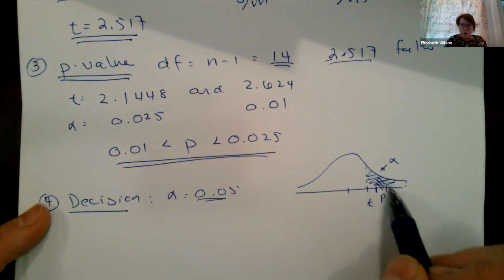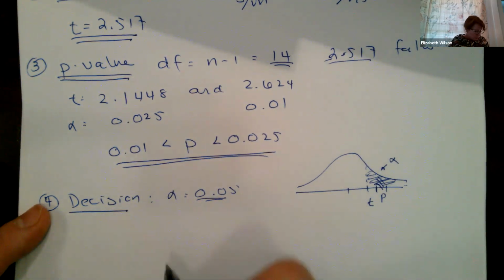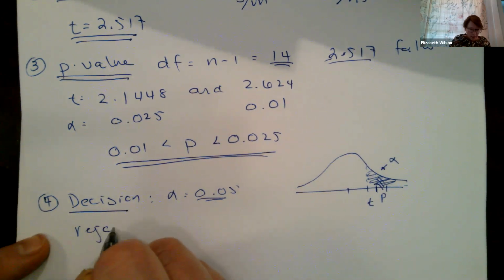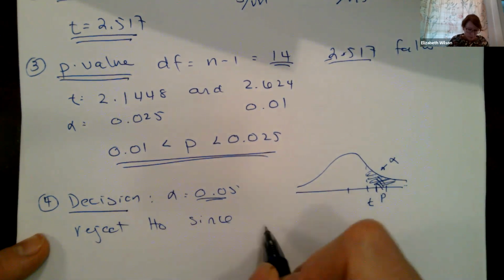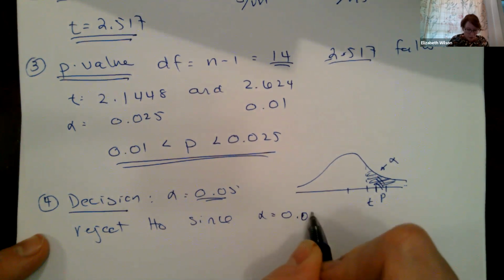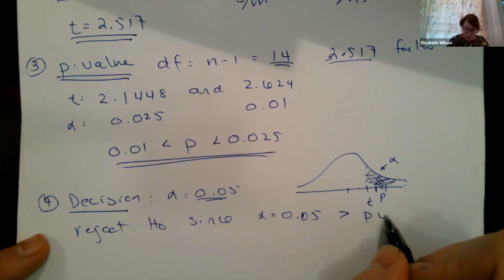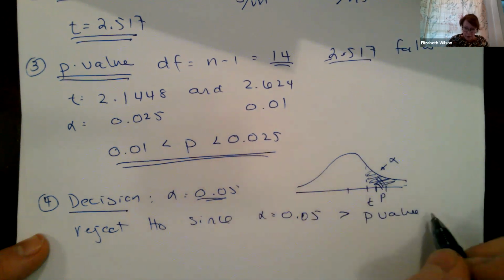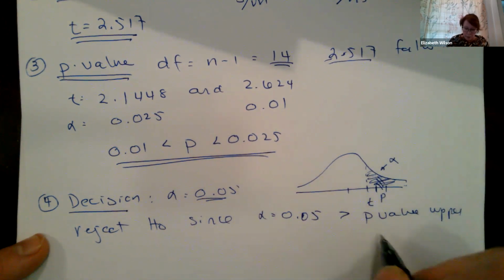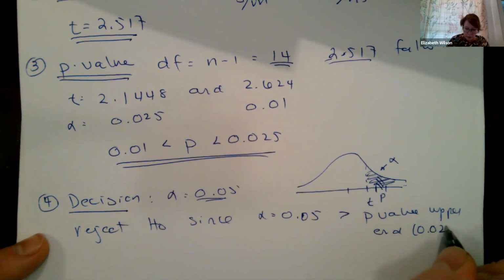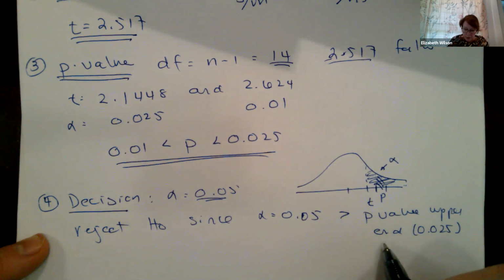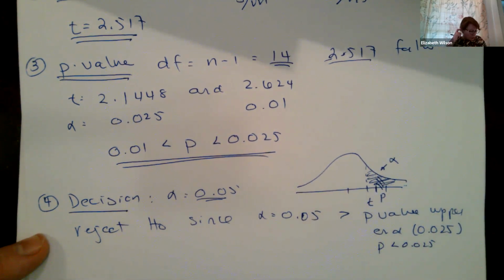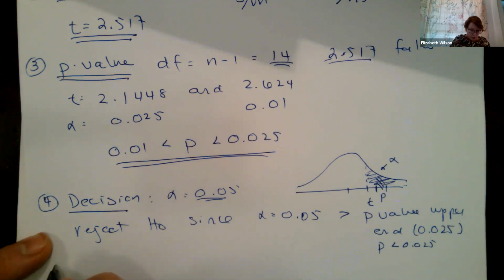So what that means is our p-value is well within our critical region. But let's write it out. So we're going to reject our null hypothesis since our alpha equals 0.05, and that's greater than the upper end of our p-value, 0.025, okay? We could even say our p-value is less than 0.025. Okay. So that way we can write it in words.